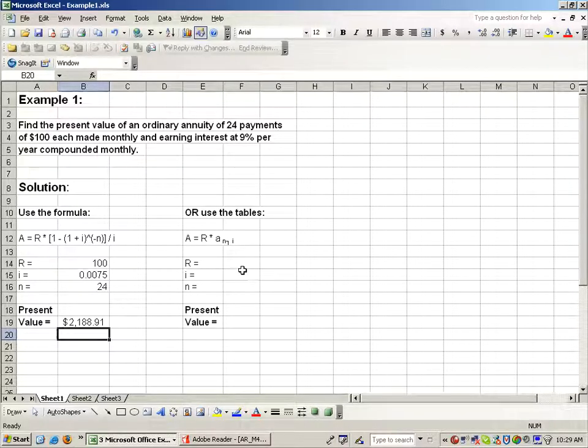If you had decided to use the tables, R is still the same, n is still the same, but the table has I expressed as fractions, so you might want to think of it as 9% divided by 12, and 9/12 reduces to 3/4. So on the table you would look up 3/4% in row 24, n equal to 24. So let me find the table here and I'll show you how to locate that number for this part right here. Okay.